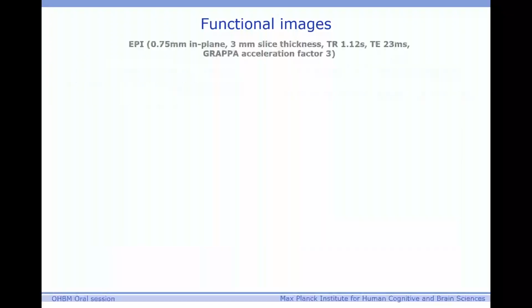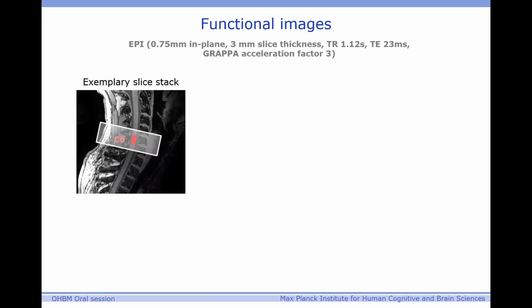And so the real challenge are obviously the functional images, because these are way more prone to signal dropouts and distortions. And we try to mitigate that with the parameters listed here. And so we have a very small slice stack here, so it's centered at the level, spinal level C6, where we would expect our activation to be if we stimulate the arm.